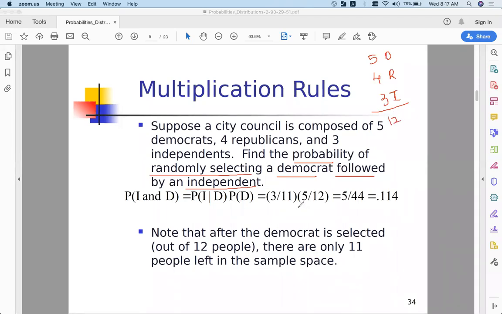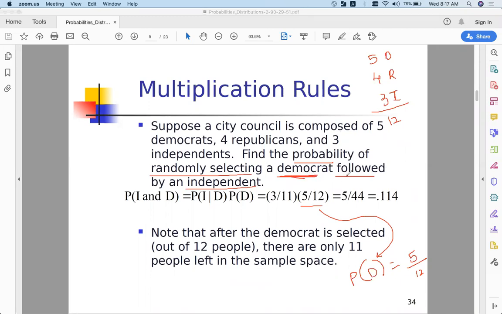I've told you to always start with the denominator, right? So what is the question? The question is the probability of randomly selecting a Democrat. So how do we start? How many Democrats are there? We should always start with the denominator, which is 12. And the total number of Democrats is 5. So this 5 by 12 is basically the probability of Democrat.